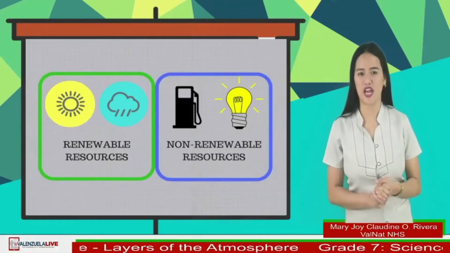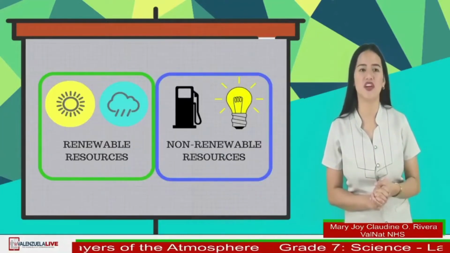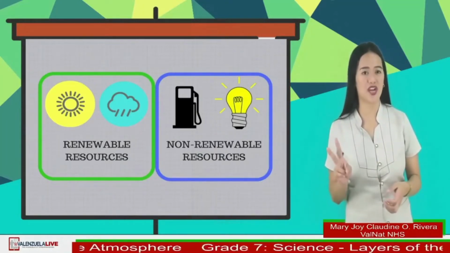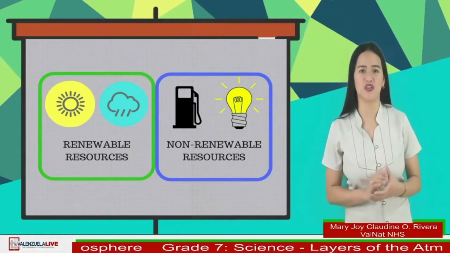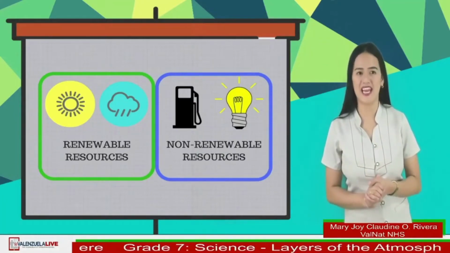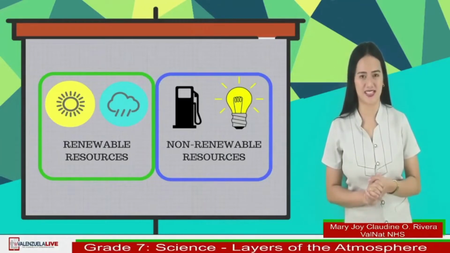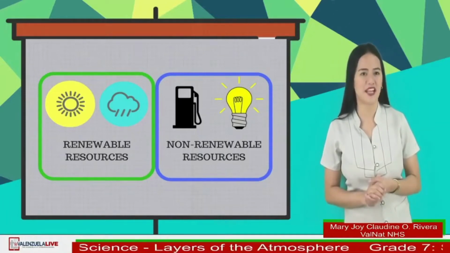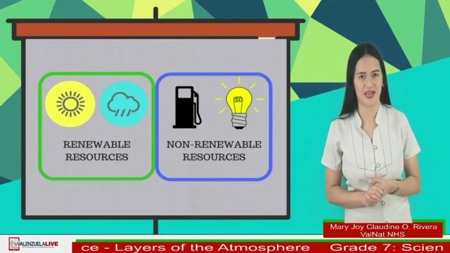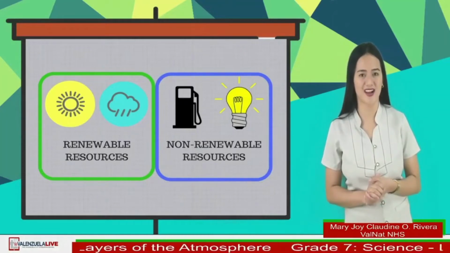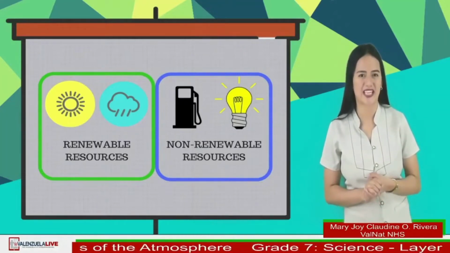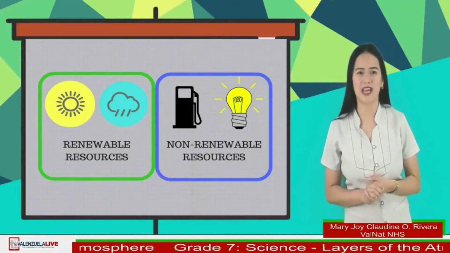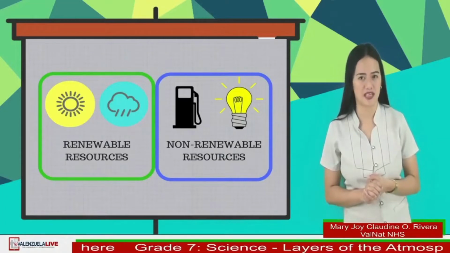Previously, you have learned about the different ways of using Earth's resources sustainably. If you could remember, there are two types of natural resources on Earth. That is the renewable and non-renewable resources. Renewable resources are resources that can be replaced for a short period of time, while non-renewable resources are resources that will run out and cannot be easily replaced in our lifetimes. It would take millions or billions of years.